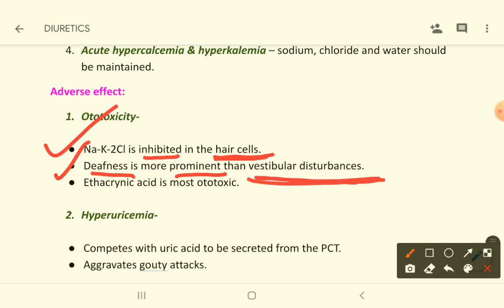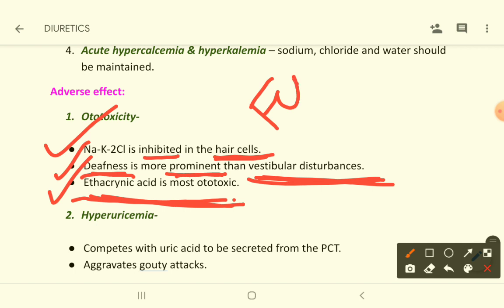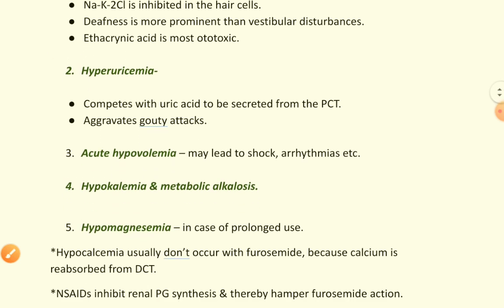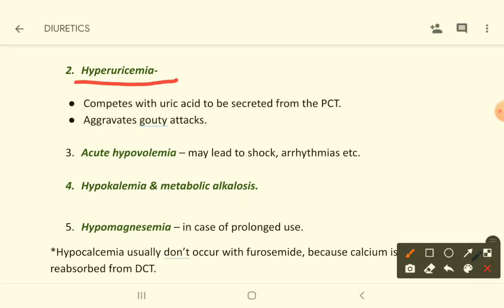In the eighth cranial nerve, you know, there are two parts. One is the vestibular part, another is the cochlear part. The cochlear part is more damaged, so deafness is more prominent than the vestibular disturbances, and ethacrynic acid is the most ototoxic. Ethacrynic acid is a loop diuretic. You can say furosemide, torsemide, ethacrynic acid, but ethacrynic acid is the most ototoxic. They can cause hyperuricemia. Why hyperuricemia? Because they compete with uric acid to be secreted from the proximal convoluted tubule, and they can aggravate gouty attacks.